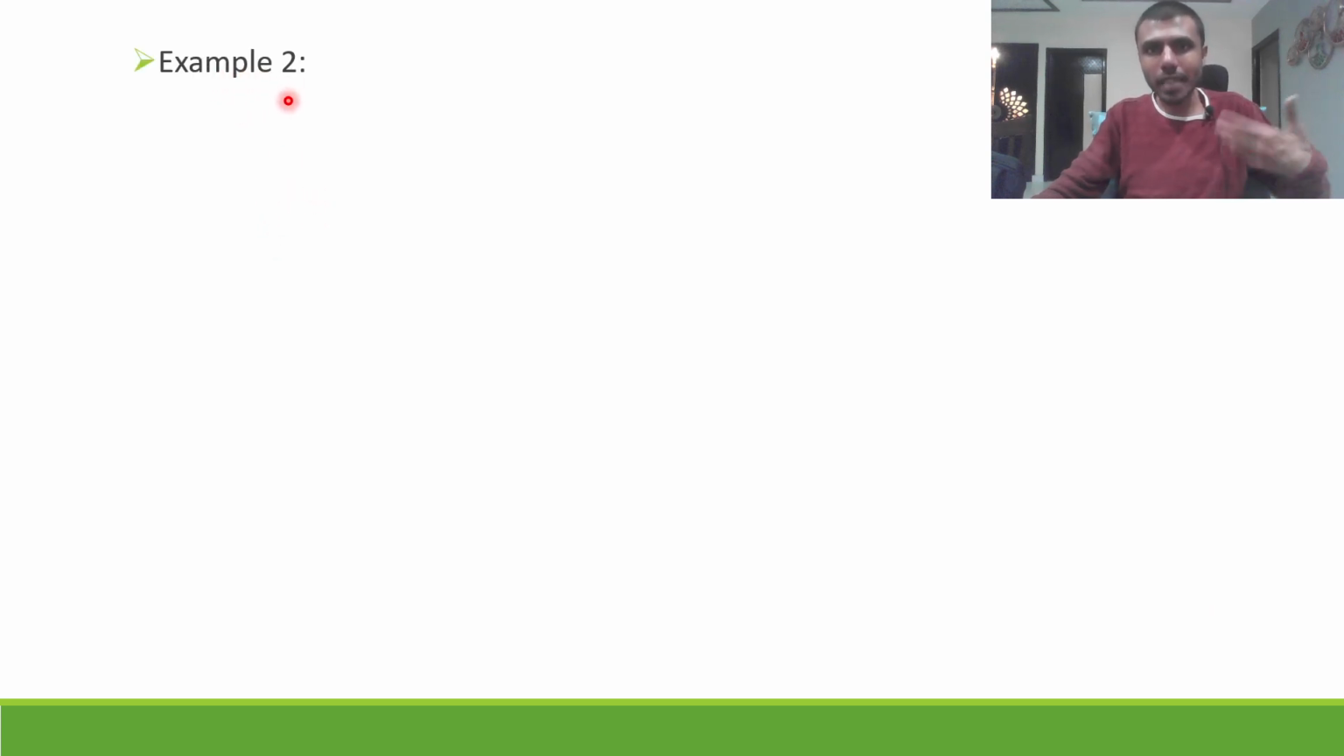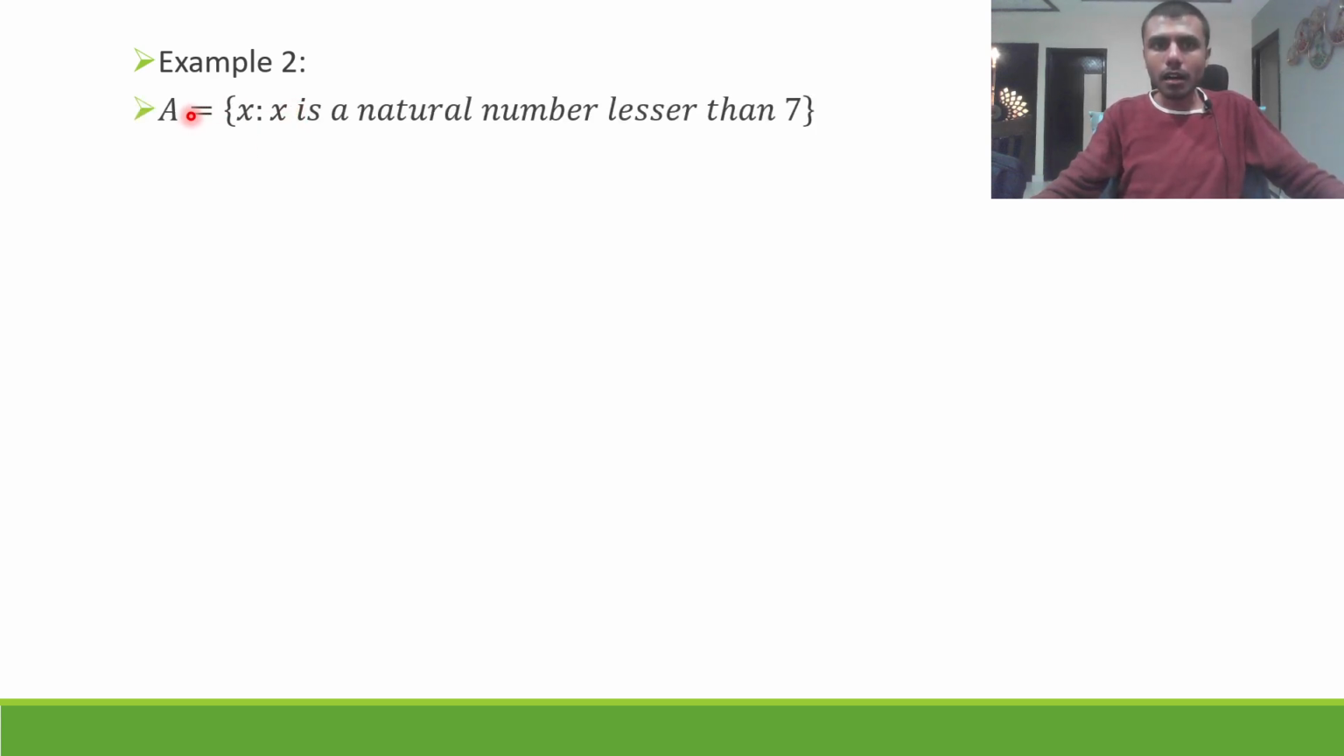Now, here are some more examples to give you better understanding. X such that x is a natural number less than 7. What will be capital A? The set of all x such that x is a natural number lesser than 7. What will it be? 1, 2, 3, 4, 5, 6.